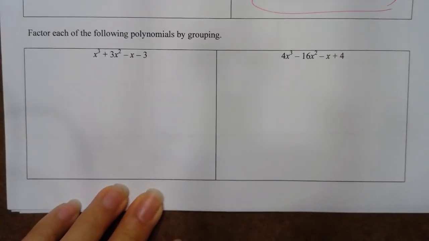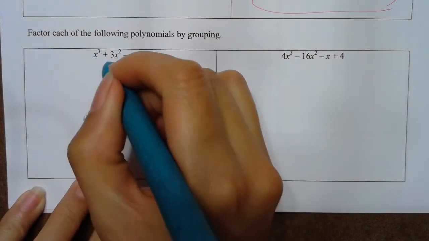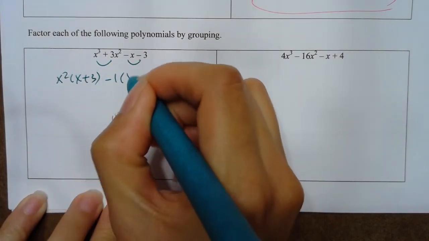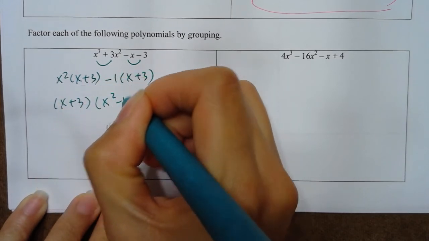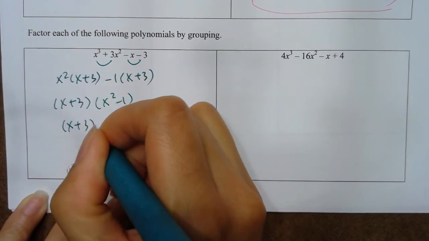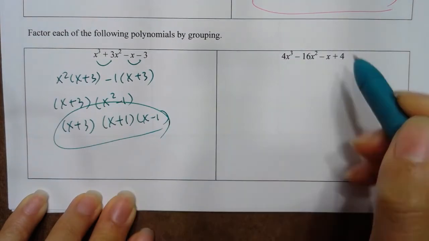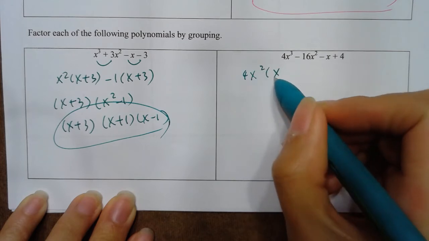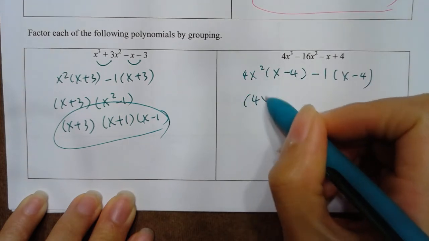Alright, greatest common factor is 1, so I'm going to factor 2 at a time. X squared times x plus 3, minus 1 times x plus 3. So x plus 3 times x squared minus 1. Notice x squared minus 1 is x plus 1 times x minus 1. Done. Over here, greatest common factor is 1. So 4x squared times x minus 4, minus 1 times x minus 4. We get 4x squared minus 1 times x minus 4.